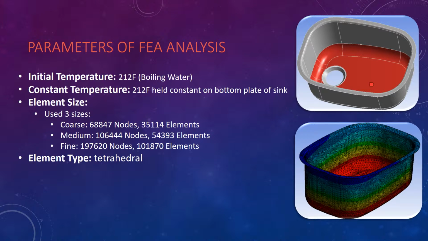The basic parameters we're using for this analysis: we're holding a constant temperature at the bottom of the sink, which is 212 degrees, equivalent to boiling water. The bottom of the sink, highlighted in red, is going to be held at 212 degrees Fahrenheit the entire time. Then we're just going to see how that held temperature affects the rest of the sink over time.